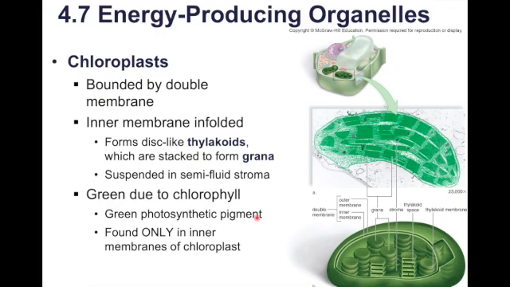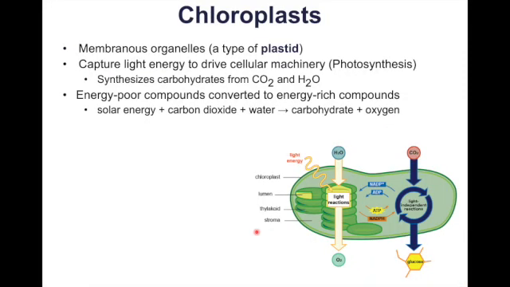Green because of chlorophyll, that's the green photosynthetic pigment. It's only found in the inner membranes. There are other pigments too, but it's mostly green, so that's why they look green. So again, they're membranous. Yes, we sometimes call them plastids. And as you probably know, they capture light to do photosynthesis. So they synthesize carbohydrates from carbon dioxide using the energy from light. So solar energy, carbon dioxide plus water to make carbohydrates and oxygen. And this here is a little diagram of where these reactions are happening. Some reactions are happening in the cytoplasm, some are happening within these grana. And again, nitty-gritty, we'll talk about that later.